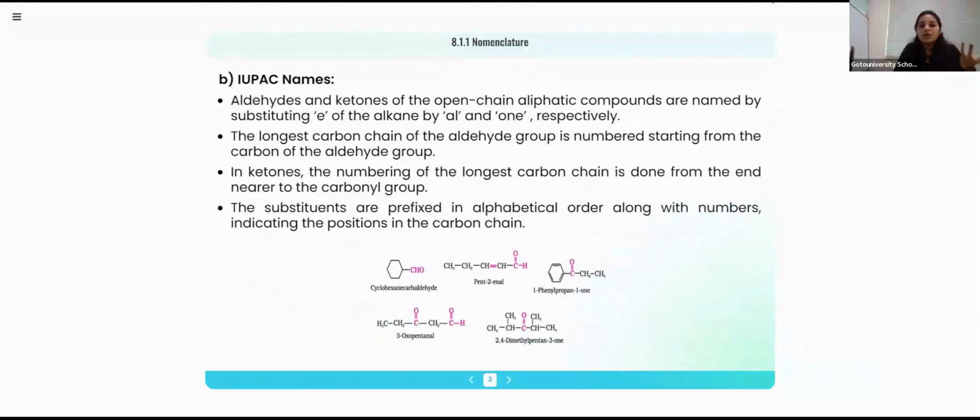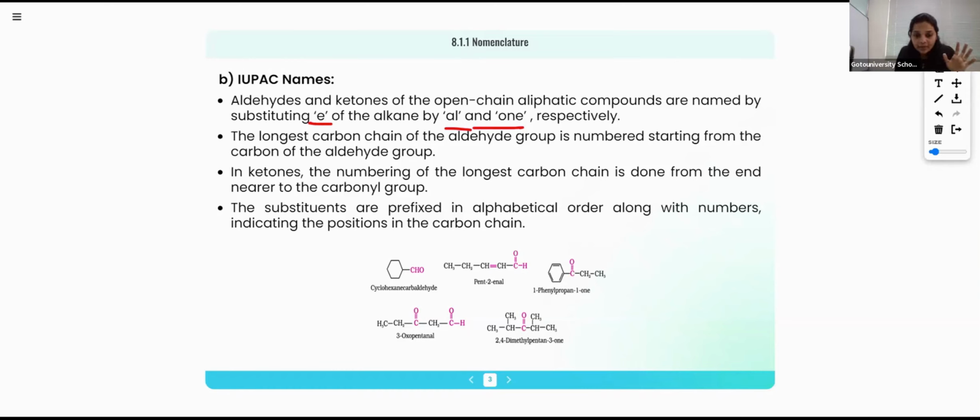Then what about the nomenclature? See, the same rules they are explaining. Aldehydes and ketones, open chain aliphatic compounds, are named by removing E with on and al. Al for aldehyde, on for ketone. The longest carbon chain in the aldehyde numbering, I told you, because we have to count the number. If it is 3, it will be propan. If it is 4, butan. If it is 5, pentan, like that.